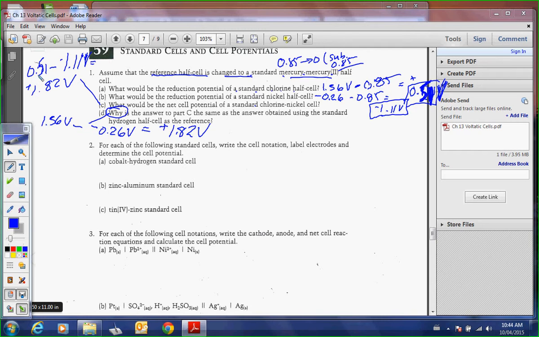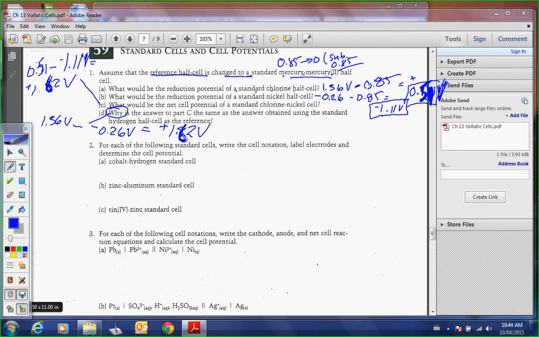It's 1.36 minus 0.85 equals, you guys have no hope for your diploma. 1.62. Okay. Making that also 1.62. Okay? All right. Learn how to use a calculator.